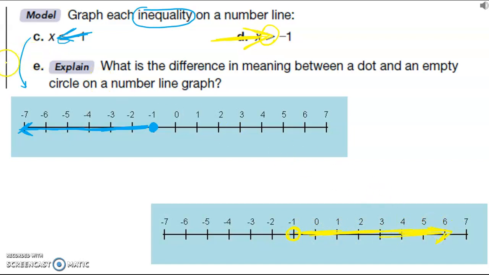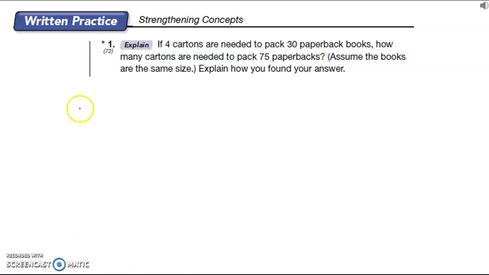E says, what is the difference in meaning between a dot and an empty circle? I'm going to have to not use yellow because I cannot see it. So a dot is a filled in dot. That means there's an equal sign, so it looks like this or this. And an empty circle looks like this. That means it's just either this or that. Hopefully that makes sense. Alright, let's do some starred problems.